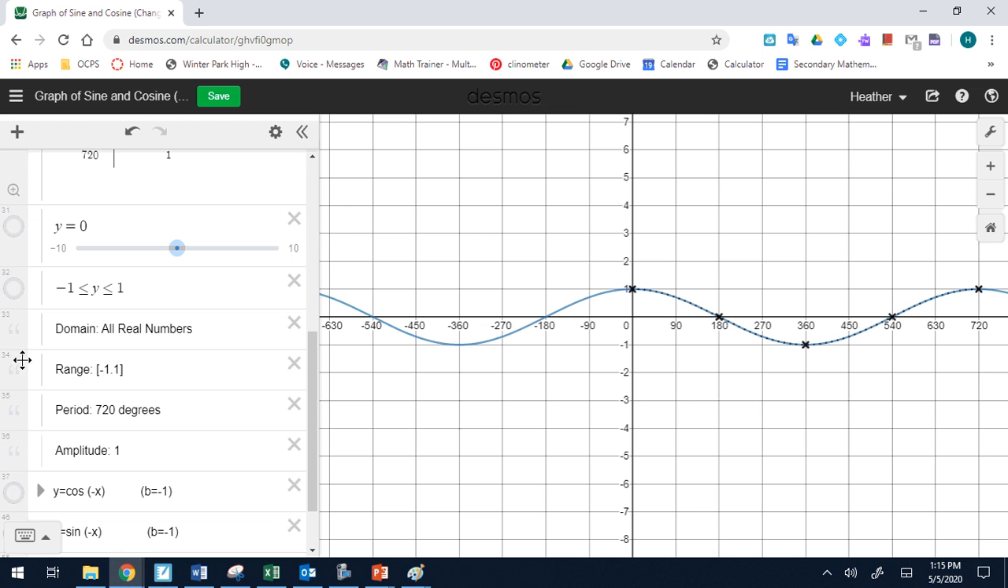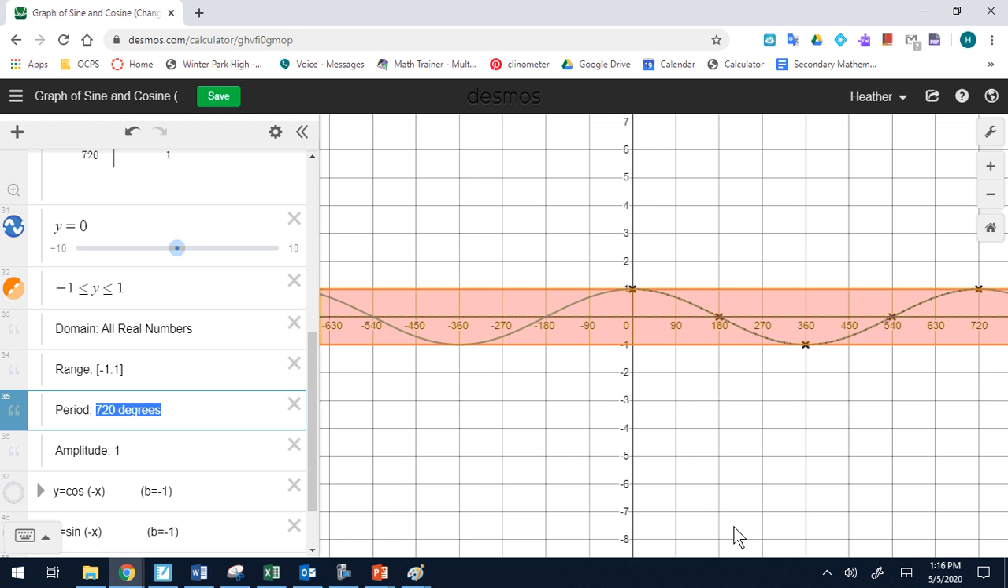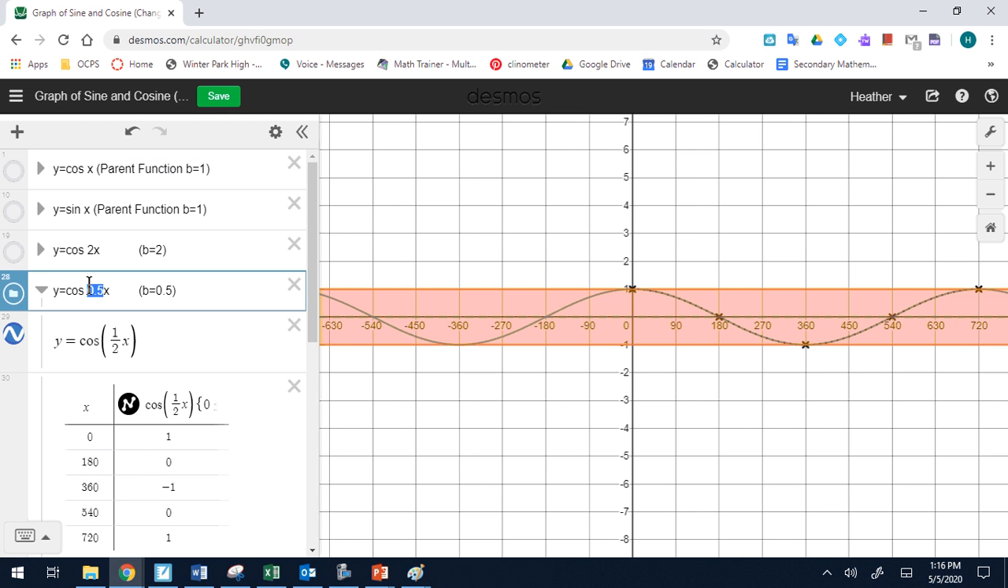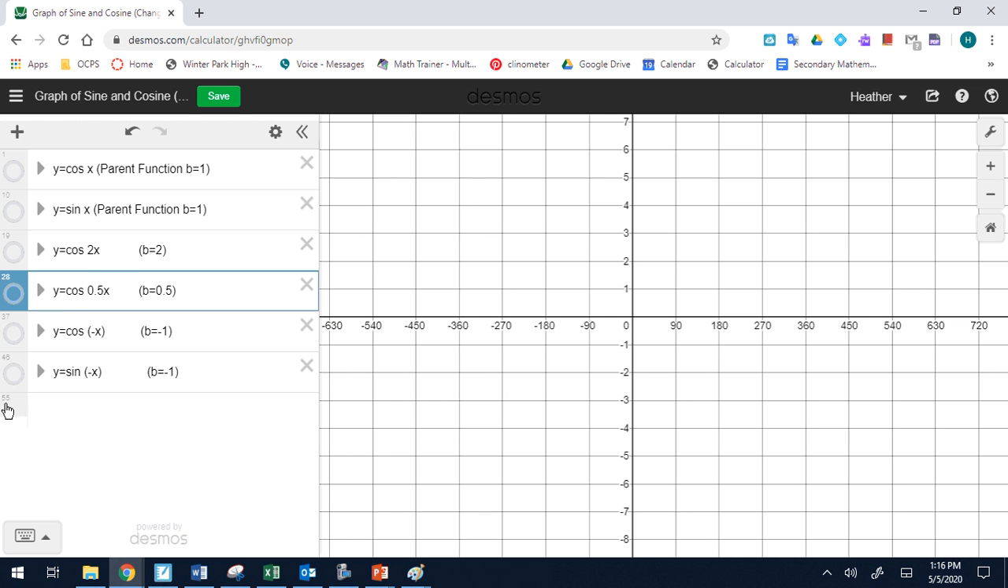Okay? Now, again, my midline does not change. My range does not change. My domain does not change. What changes is the period. The amplitude does not change. So again, if I'm doing half of a complete cycle in 360 degrees, to do a complete cycle here, I'm going to need 360 times 2, which is the 720. So that's our stretch and our compression.